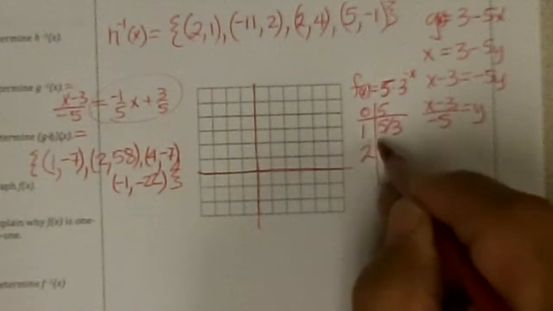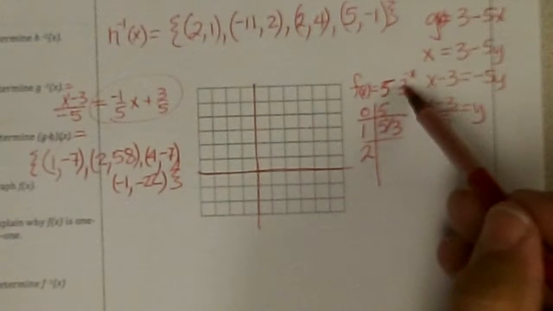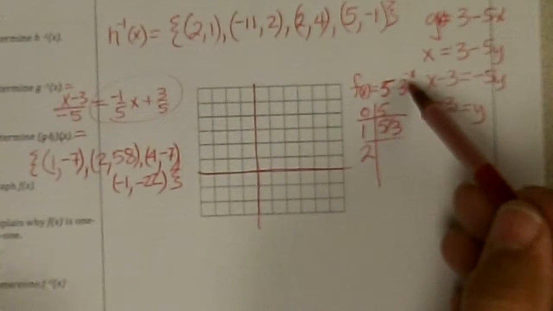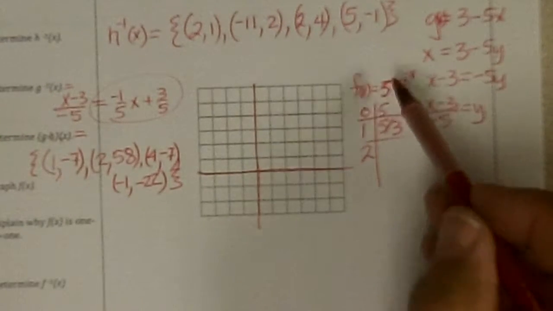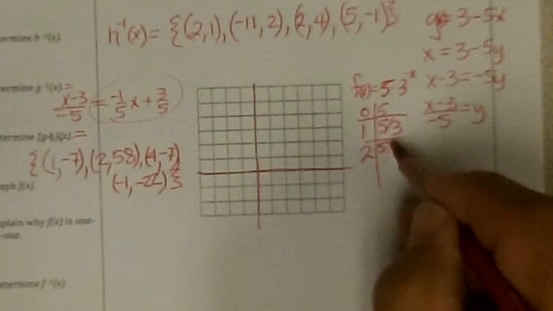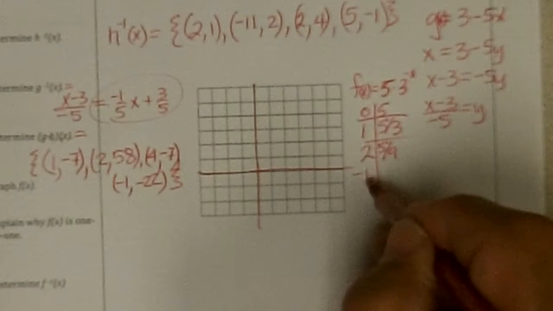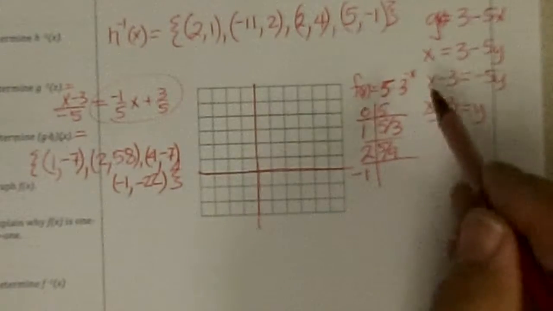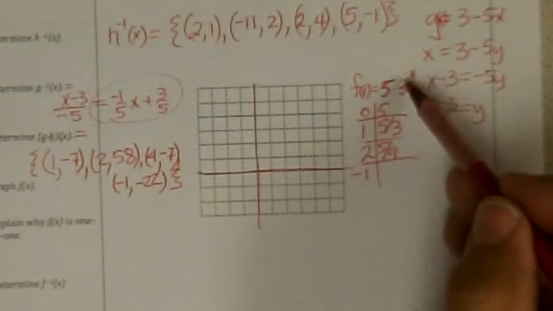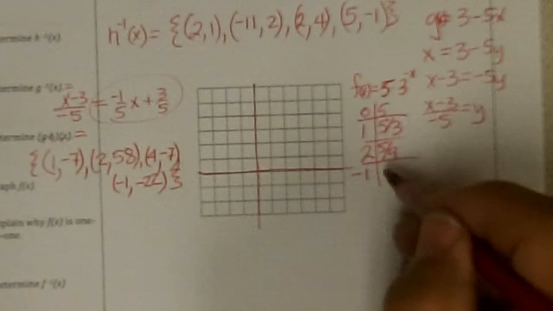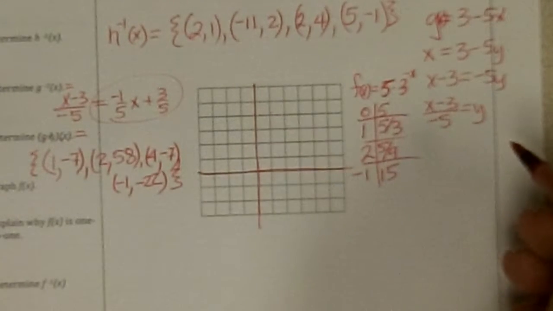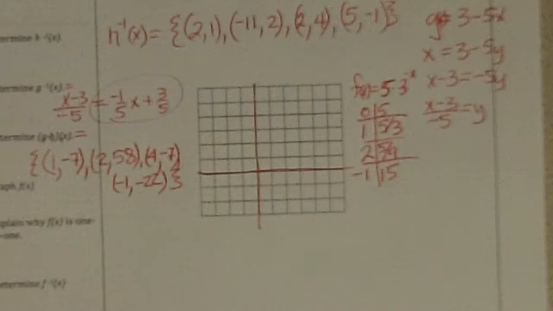If I put in 2, 3 to the negative 2 makes it 1/9, times 5 is 5/9. Now let's put in negative 1. So that'd be 3 to the 1, which is 3, times 5 is 15. Let's find those and then see if we need some more points.